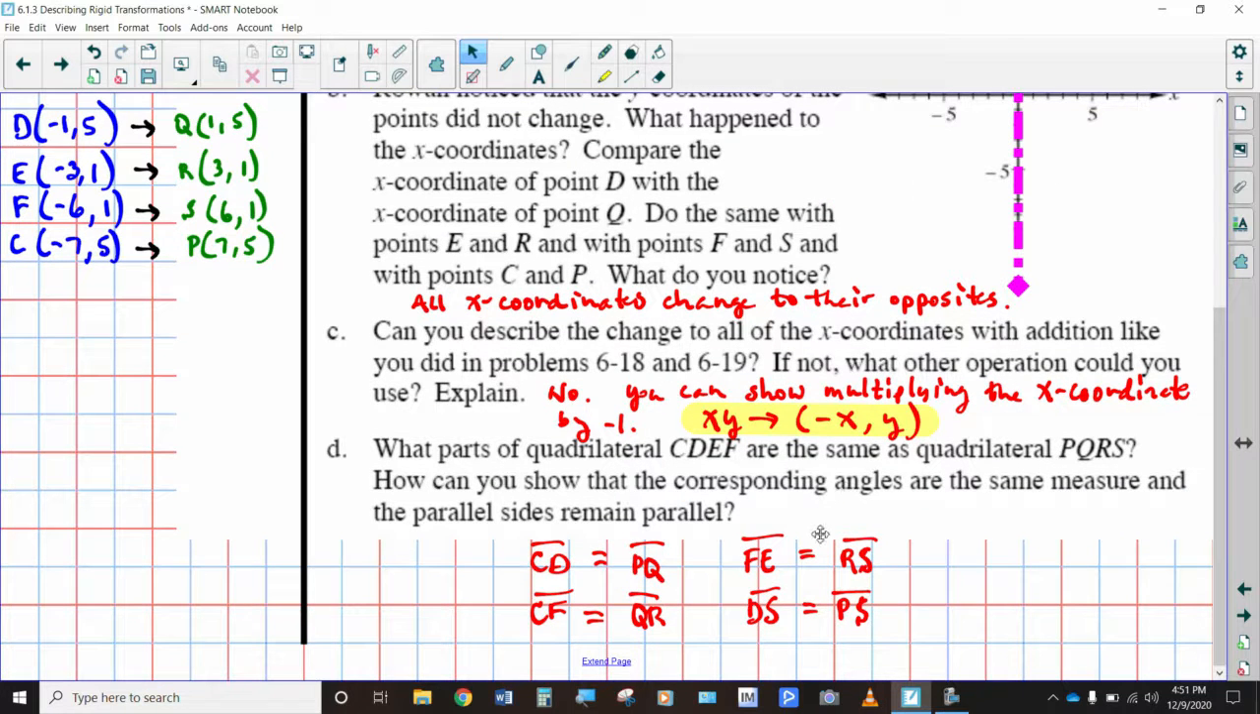So those corresponding sides are equal to each other, which means that these two shapes are congruent to each other, which means that we're talking about a situation that involves a rigid transformation.